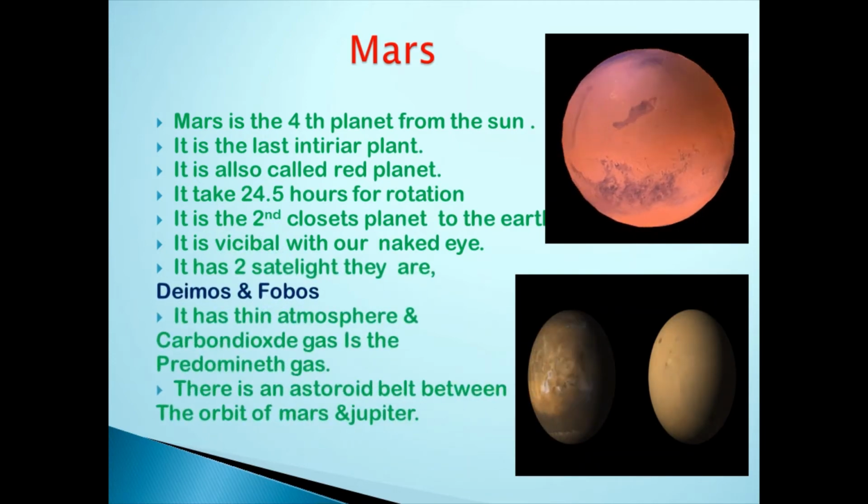It has 2 satellites. They are Deimos and Phobos. It has a thin atmosphere and carbon dioxide is the predominant gas. There is an asteroid belt between the orbits of Mars and Jupiter.